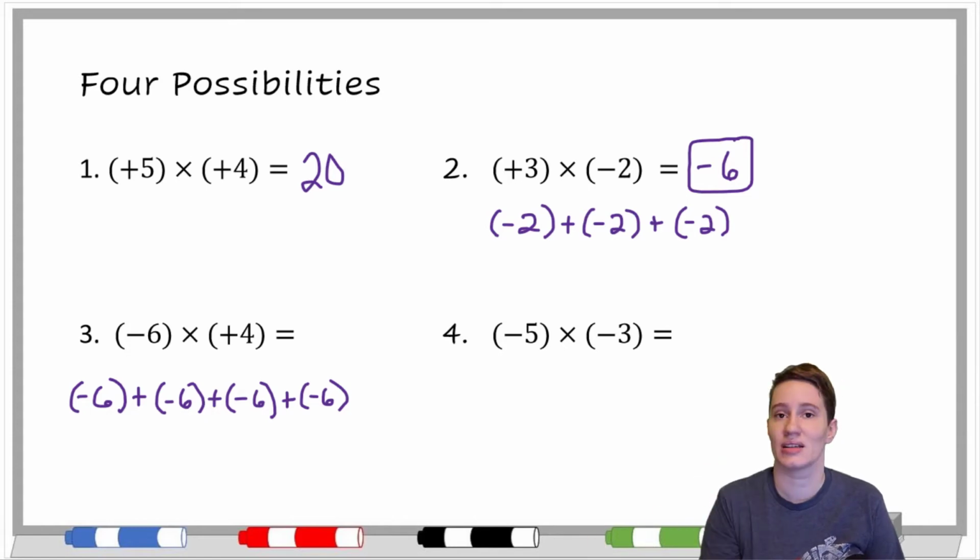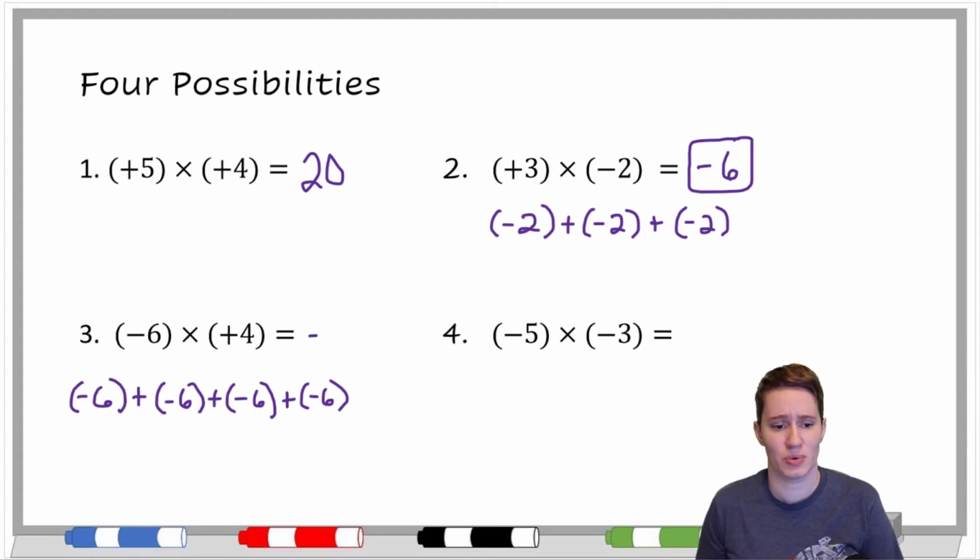Kind of, if I want to think of this like debt, I'm losing money 4 times, right? I'm losing $6 4 times. So overall, that's going to be a debt that I have. I don't magically not have a debt because it's 4 times. Each time I add that negative 6, I get more and more in debt. So the answer to this is 6 times 4, which is 24, but with a negative number.